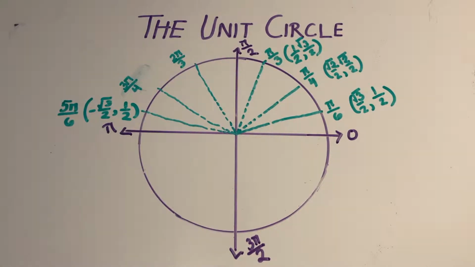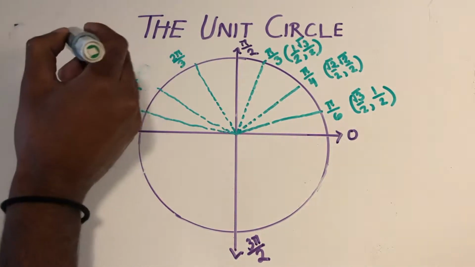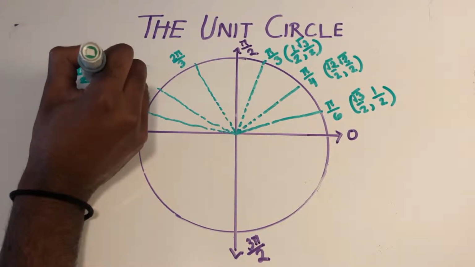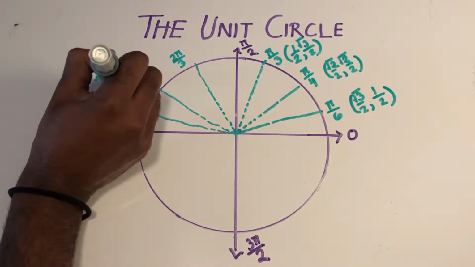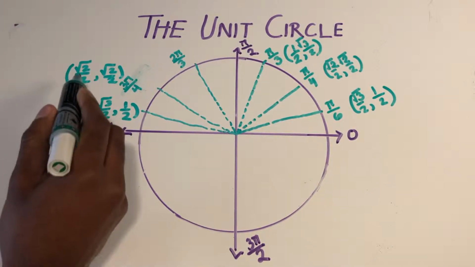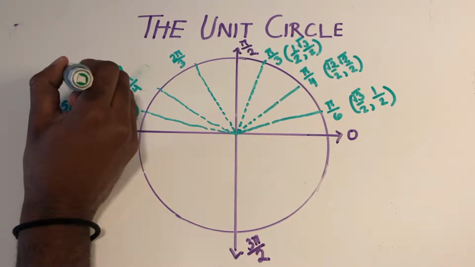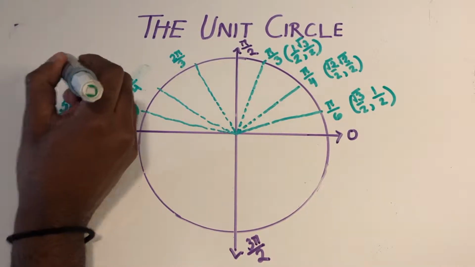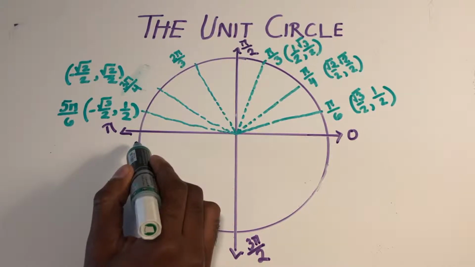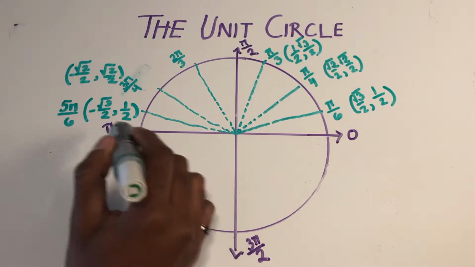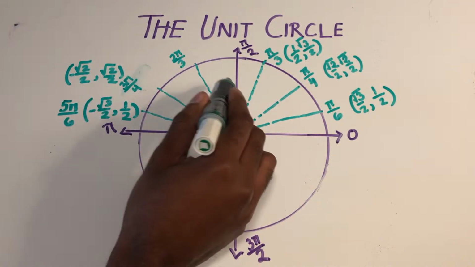For 3 pi over 4 is the same thing. If you look at pi over 4, we have radical 2 over 2 and radical 2 over 2. So it's the same ordered pair, radical 2 over 2 and radical 2 over 2. However, the x is negative in this case because we're in the negative side of the coordinate system. However, we're in the positive side of the y-axis.